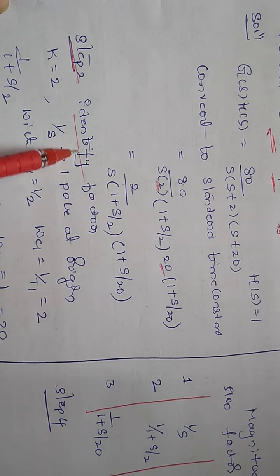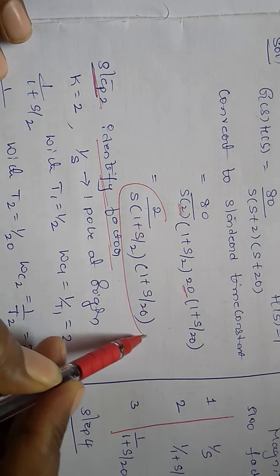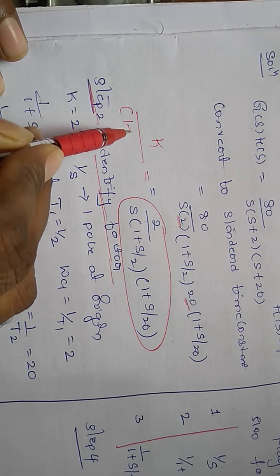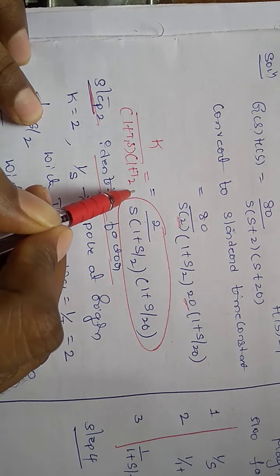Then step 2, identify the factors. Identify the factors means you compare this equation with the standard equation, that is K divided by (1 plus T1 s) into (1 plus T2 s).